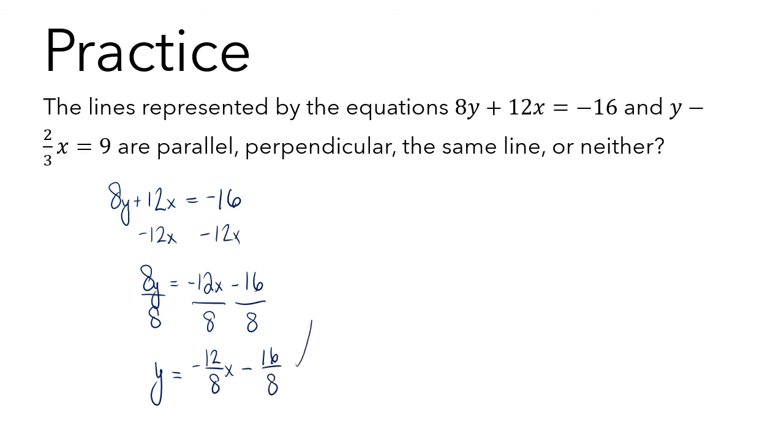And we can simplify this a little bit more. 12 over 8 can be rewritten. Both are divisible by 4. That's negative 3 over 2. And then 16 is divisible by 8. That actually gives you 2.